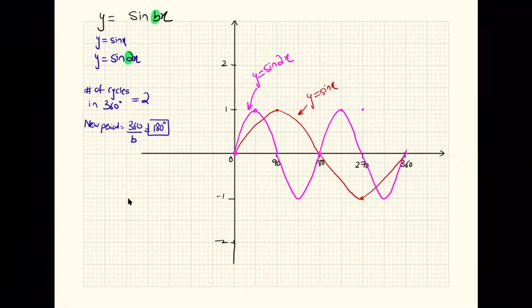Sin 3x होता, so there are going to be 3 cycles in 360 degree. Then one cycle would be in 120 degree. 360 divided by the value of b. अगर sin 3x होता तो b की वैल्यू 3 होती. So 120 डिग्री में एक साइकिल कंप्लीट होती और 360 के अंदर 3 साइकिल्स बनती. ये 360 डिग्री होता. तो समझ में आ रहा है?